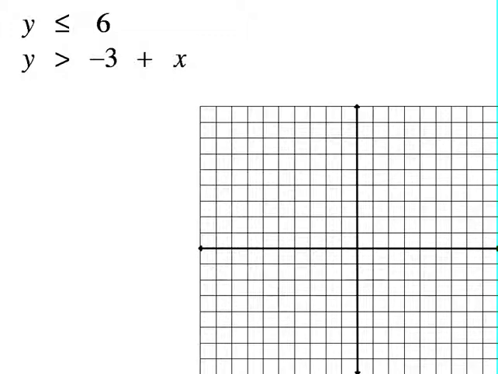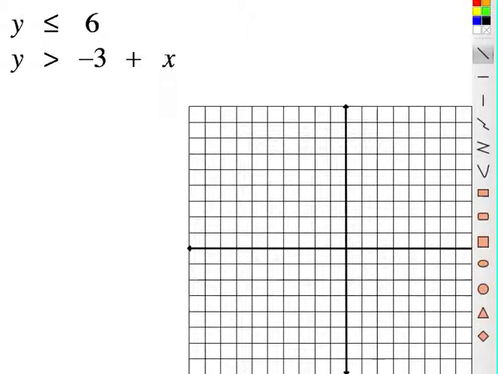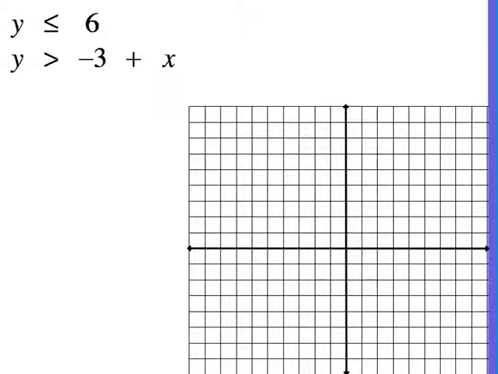So let's go back and think about y equals. What type of line is that? Straight line, okay, so elaborate more. It's horizontal. So y equals is a horizontal line. So I'm going to put a horizontal line at 6. Okay, so go ahead, draw a horizontal line at 6. And it's going to be a solid line.